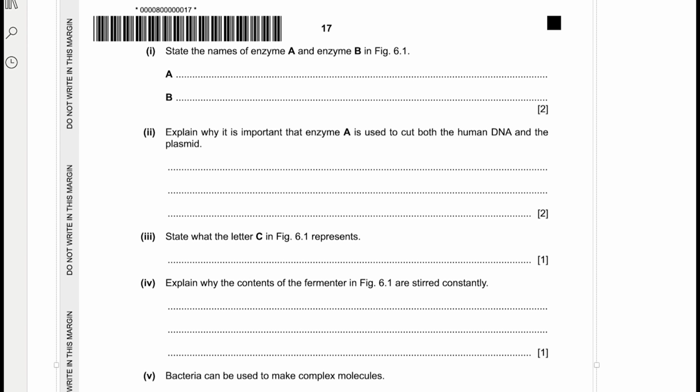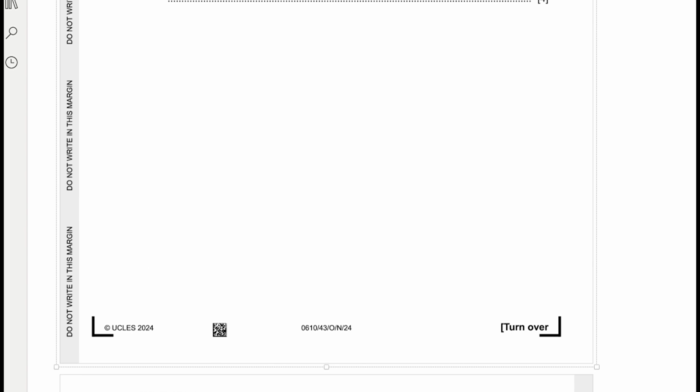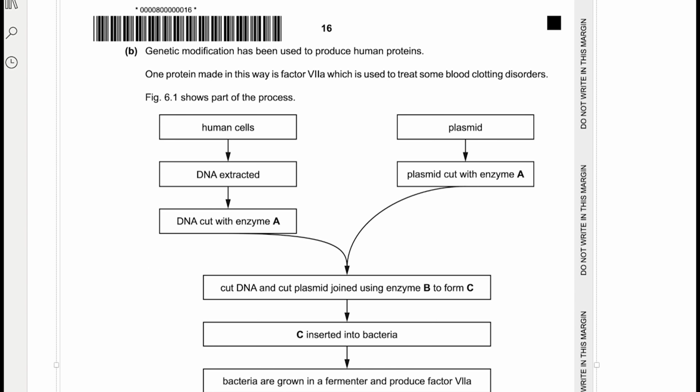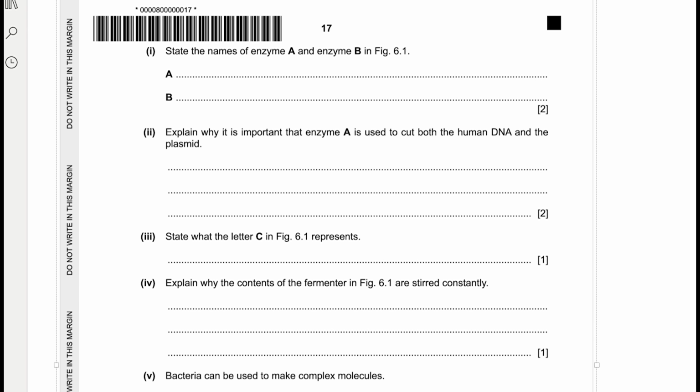Alright, state the name of enzyme A and enzyme B. So enzyme A is used to cut, and then enzyme B is used to join them together. So enzyme A is restriction enzyme. It is the enzyme that is used to cut. And then B is DNA ligase. It's an enzyme that is used to seal.